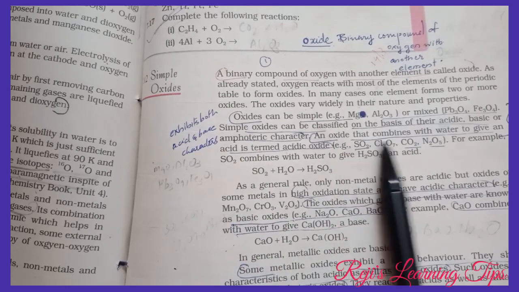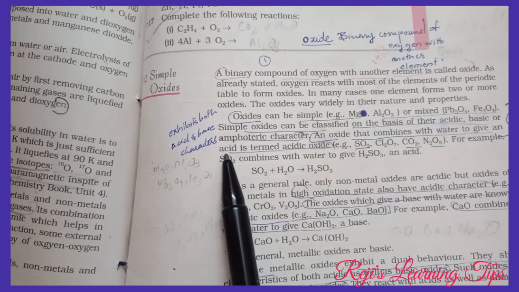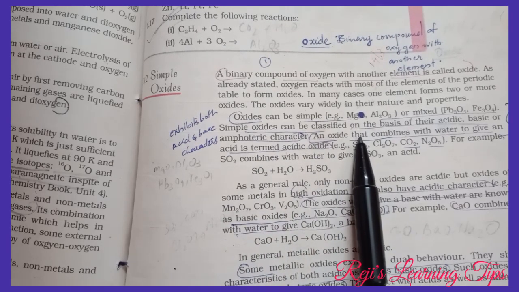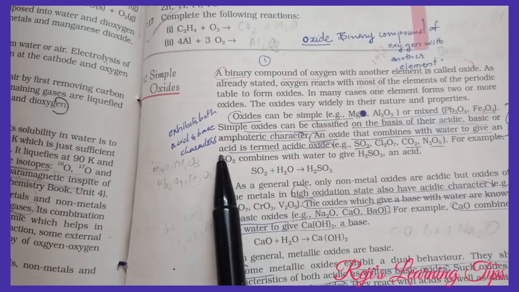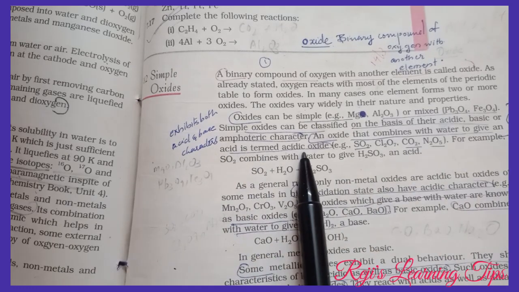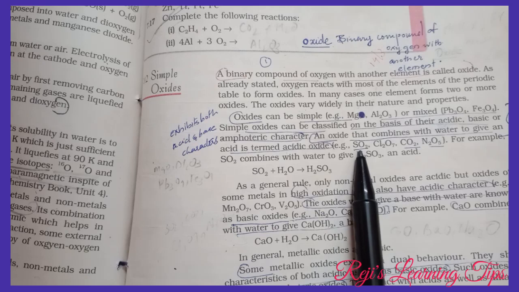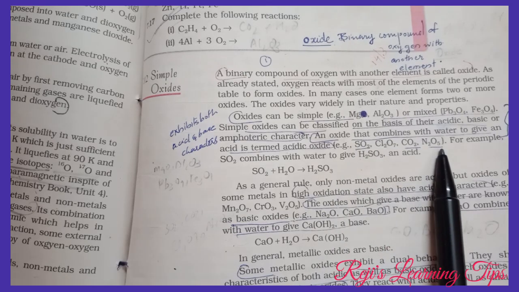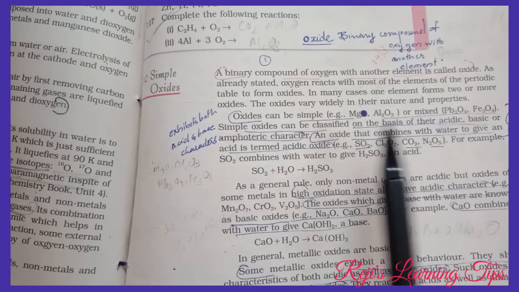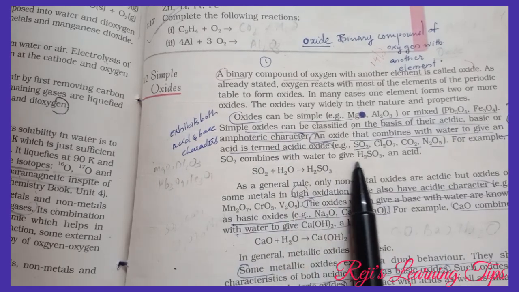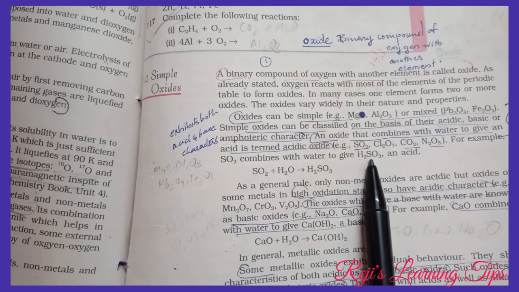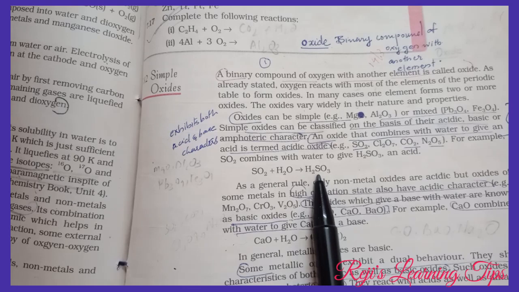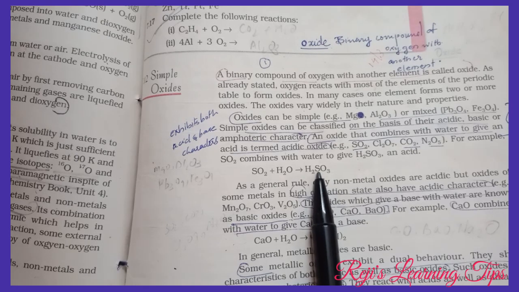An oxide that combines with water to give an acid is termed an acidic oxide. Examples: sulfur dioxide, Cl2O7, CO2, N2O5. For example, sulfur dioxide combines with water to form sulfurous acid, H2SO3. SO2 plus H2O gives H2SO3. So, sulfur dioxide is known as an acidic oxide.